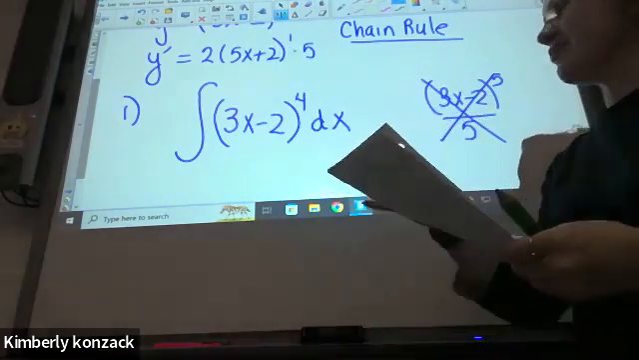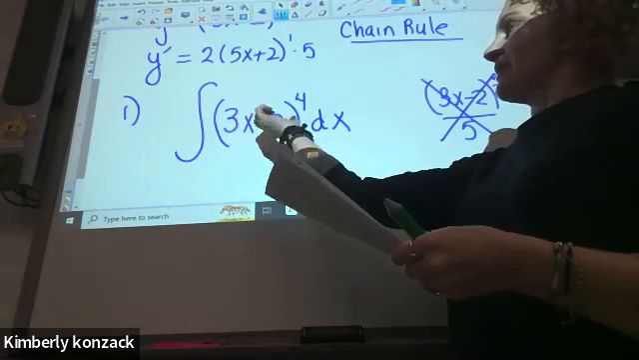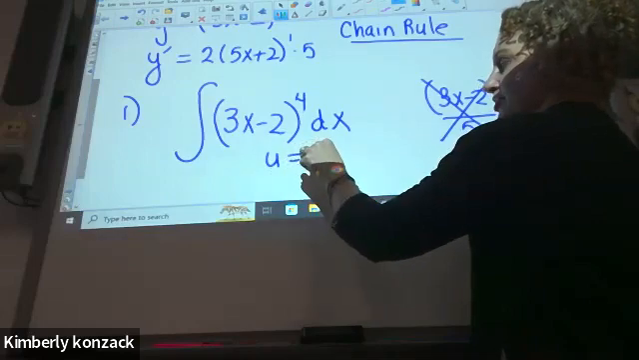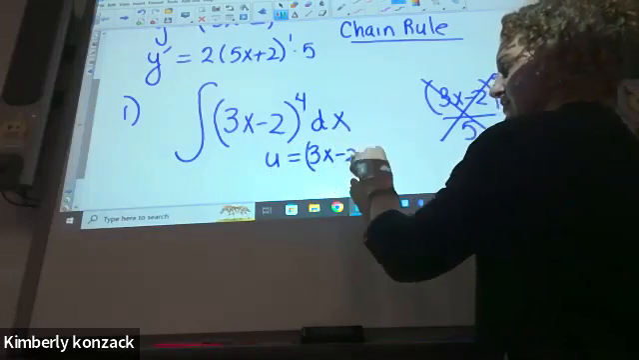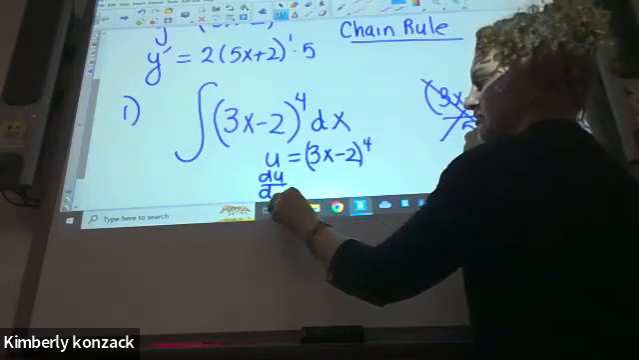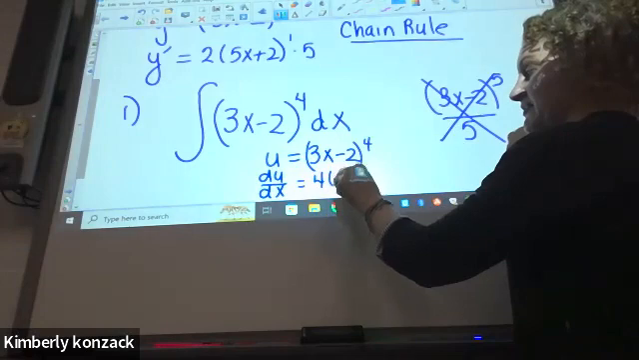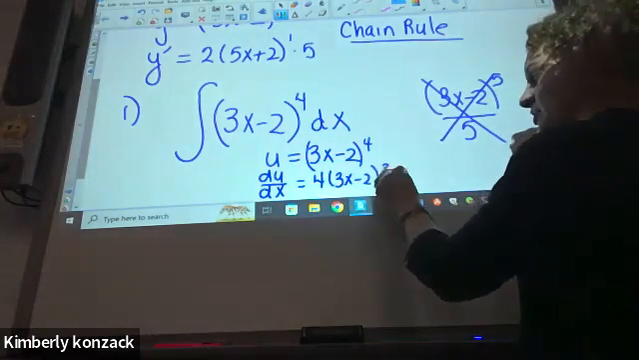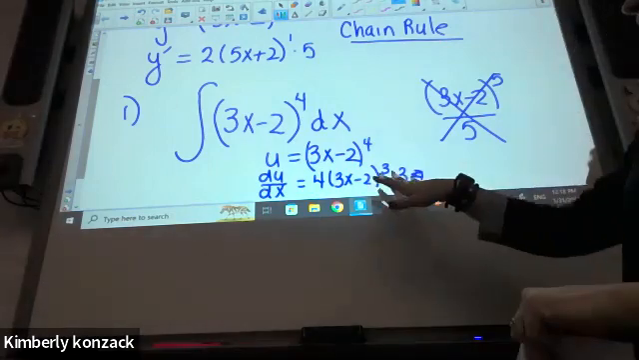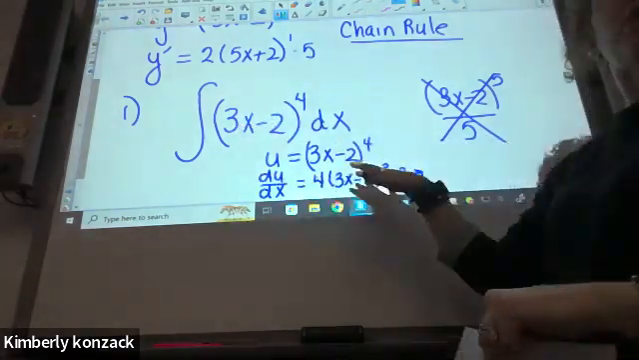Typically it's within the more complicated expression, meaning you wouldn't want to make U equal to (3x minus 2) to the 4th, because if you did, what would du dx be? What would the derivative be? It would be 4 times (3x minus 2) to the 3rd multiplied by 3. Then there's nothing there that you could substitute. It just made life more complicated.